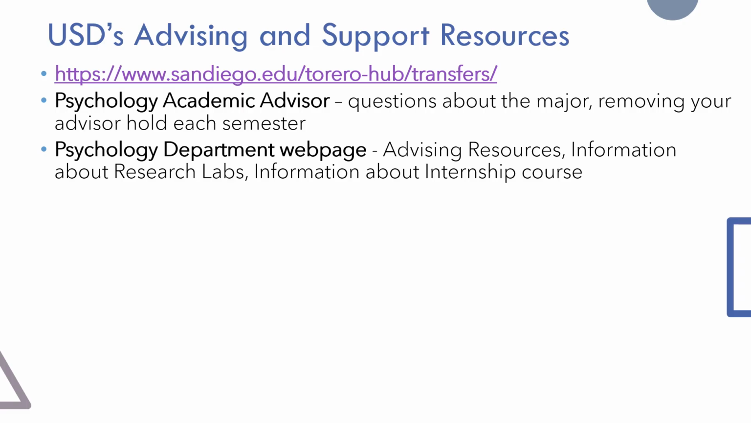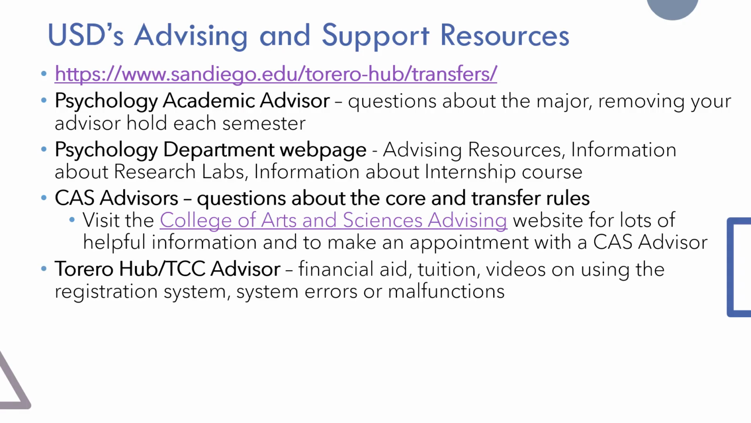We also have a psychology webpage that has a lot of advising resources. It also contains information about research labs and information about internship courses. The College of Arts and Sciences also has CAS advisors who can answer questions about the core and about different types of transfer rules.